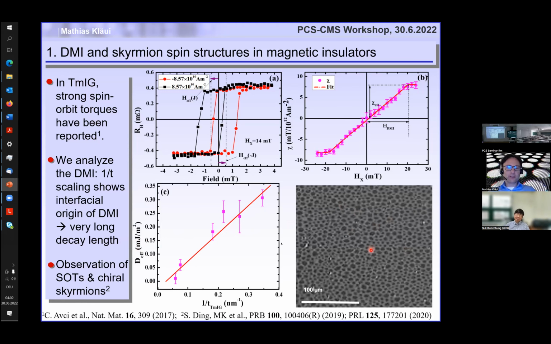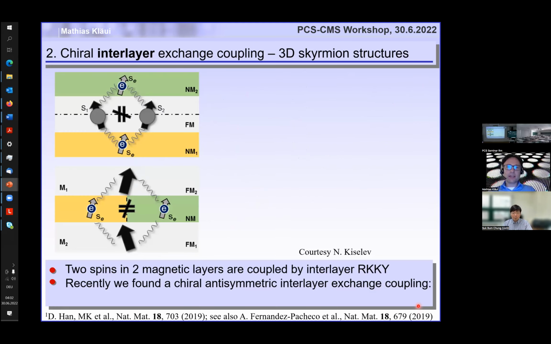Furthermore, we can also very efficiently manipulate these using orbital torques as shown in this paper, and I'll come to this topic of orbital torques later. So now we have skyrmions in metals and in insulators, and these are 2D skyrmions where the thickness of the layer maybe is 1 nanometer, but the size of the skyrmions is hundreds of nanometers. But we can even have 3D skyrmion spin structures.